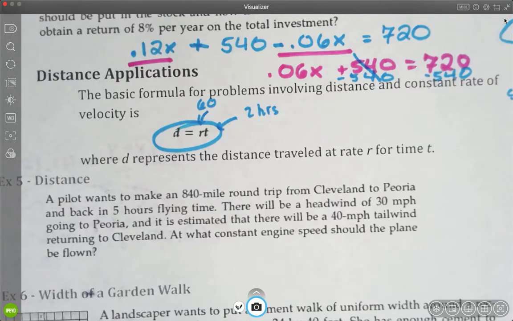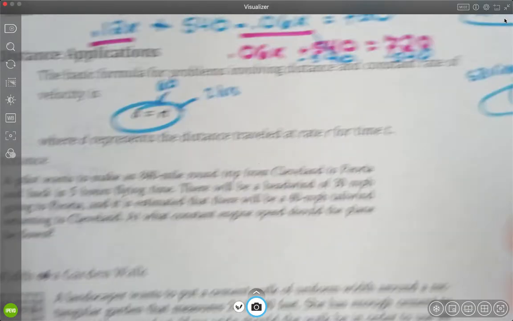What's one way? I don't know, half of that. Wait, divide by 2. It's 420. Okay, so I'm just mapping this out.